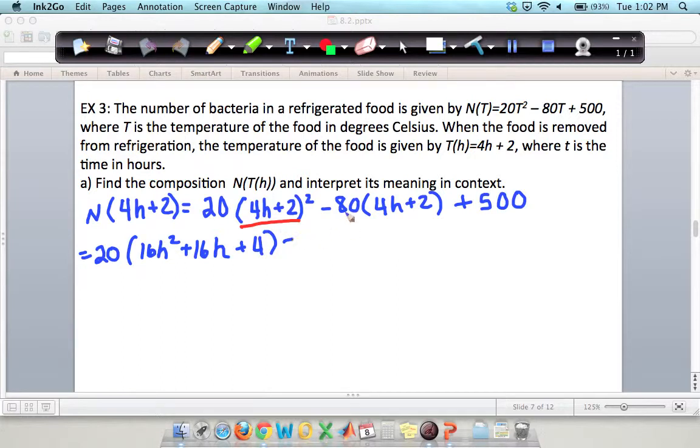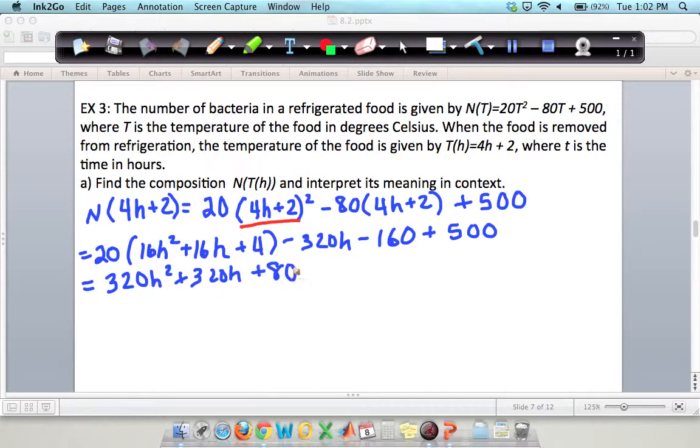Minus, I'm going to distribute the negative 80 through my parentheses, and I get negative 320h minus 160, and then don't forget that plus 500. Okay, now I'm going to distribute the 20 through the parentheses, and I get 320h squared plus 320h plus 80 minus 320h. I'll just leave these right now, minus 160 plus 500. I'll combine them in the next line.